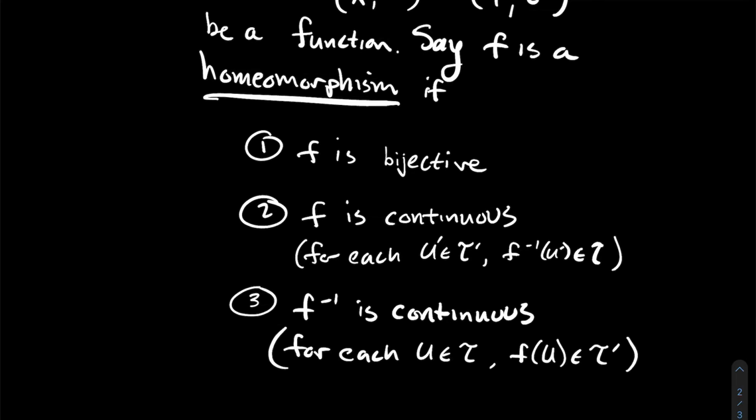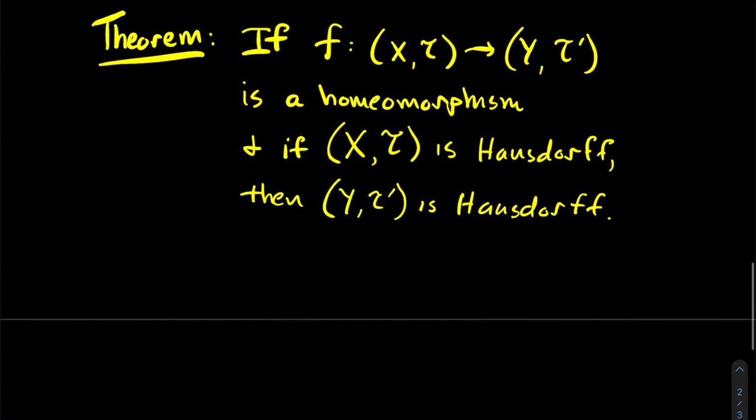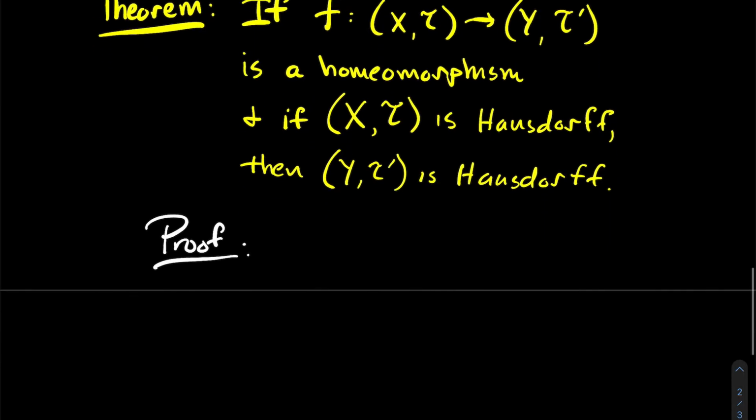And what that means in symbols is for each open set of x, in other words, for each u in t, f of u, the image of u, is open in y. So in other words, f of u is in t prime. And finally, we get to the theorem that we're going to look at, indicated in the title of this video. If you've got a function f between two topological spaces that's a homeomorphism, and if you know that x with its topology is Hausdorff, then that guarantees that y with its topology is Hausdorff. So let's look at the proof of this.